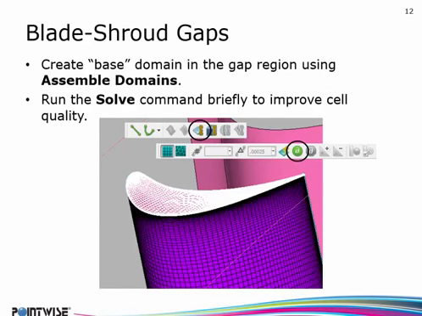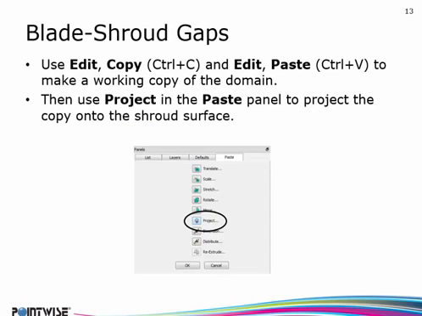So we already ran the solver on this domain to pretty it up a little bit. It looks better after I assembled it. So now we're ready to go through the process of creating a new domain across the gap on the shroud, and then simply going through the steps to fill that in.